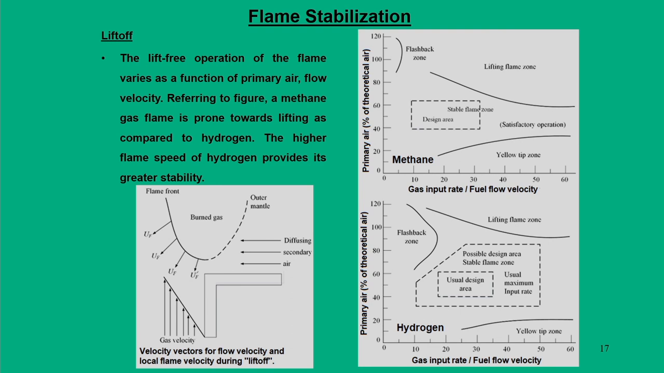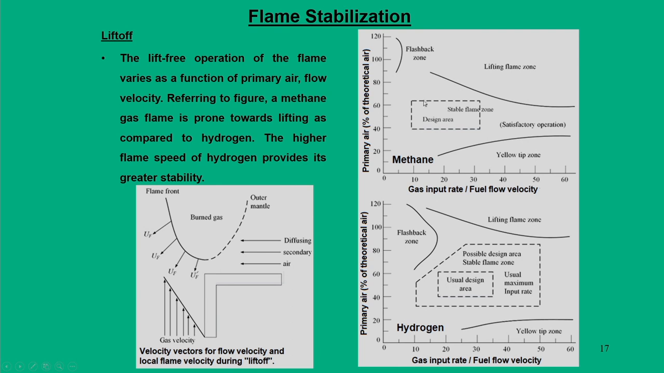When I say the flame is stabilized, it means that we have ensured that we have crossed the flashback zone. Second, we also ensured the flame does not lift away from the burner. So when these two conditions are satisfied, we can have a design area of a stable flame zone, and this design area varies from gas to gas or fuel to fuel. So for methane, we have a very wide stable range, whereas for hydrogen we may not have enough choice because hydrogen has a very high flame speed.